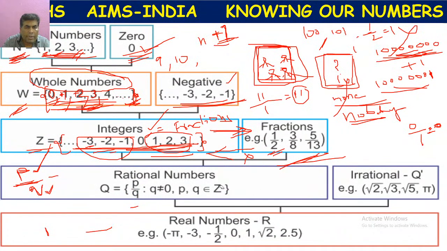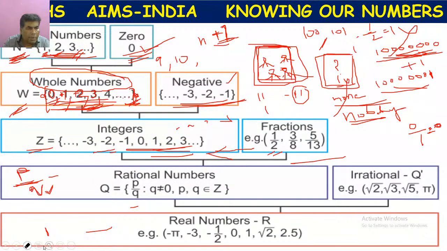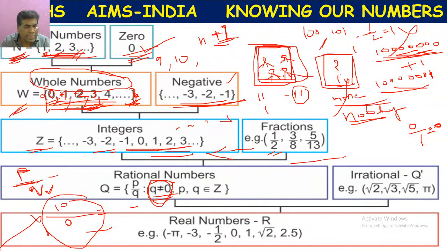But here one condition is very, very important. What is the condition? Q should never be equal to 0. What is Q here? Here Q is the denominator. Means any number by in the denominator place there should be no 0, because with 0 we cannot divide any number. This value does not exist.